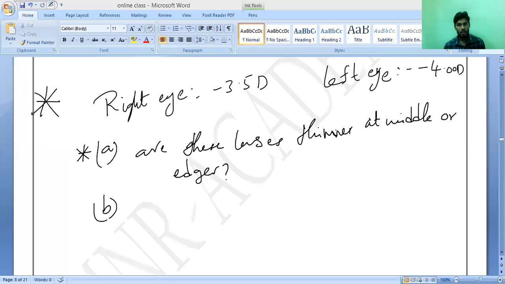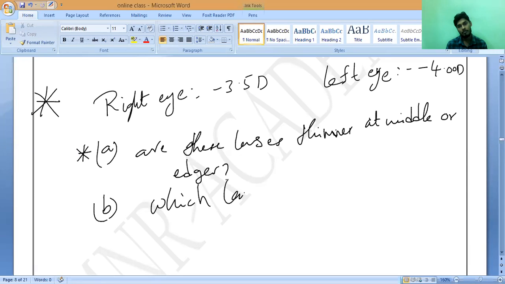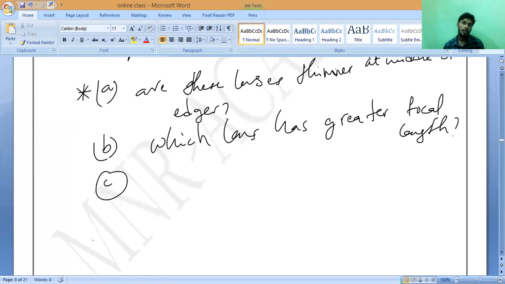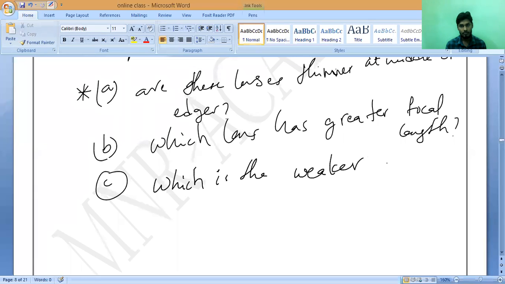Which lens has greater focal length? Right eye, sir. Right eye. Minus 3.5. Next. Which is the weaker eye? Note it down. So solve it one by one.